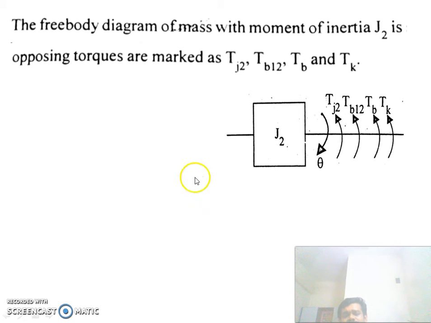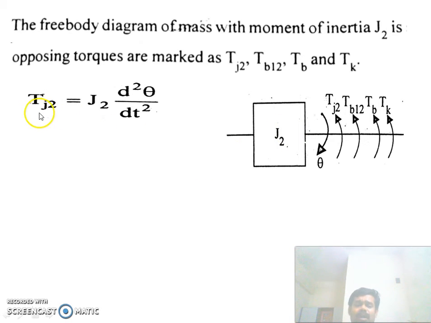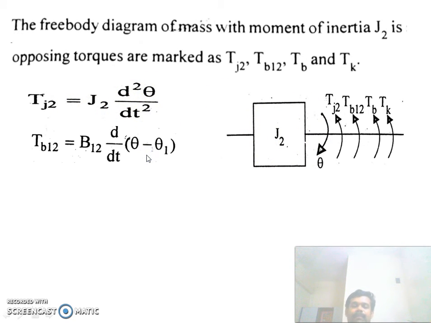Now we go for the second inertia, J2, and draw the free body diagram of J2 and its opposing torques. In J2 we are not applying any torque. Due to the torque applied in J1, we get opposing torques in J2. The opposing torque due to J2 is J2 into d square theta by dt square. Then the opposing torque due to the dashpot is B12 into d by dt of theta minus theta 1. When you consider J1, you have to take it as theta 1 minus theta.